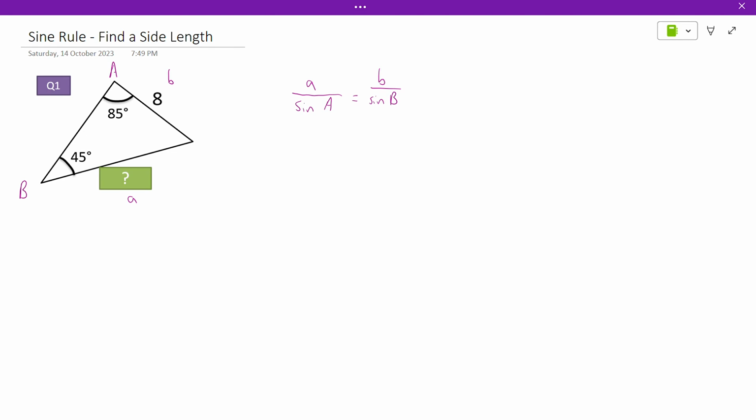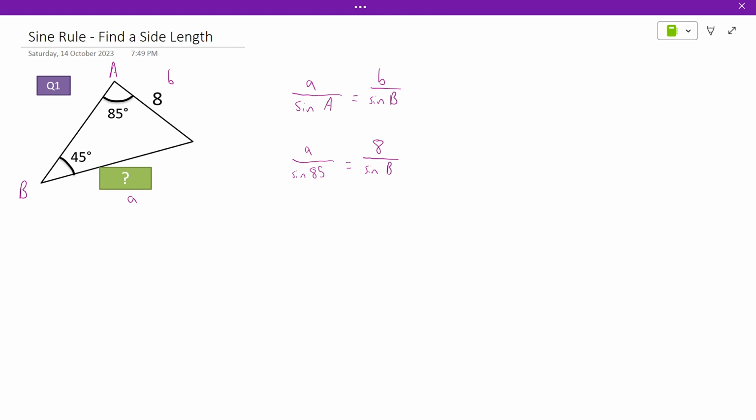Now let's substitute in some values. So the green question mark, or the a value, we don't know what that is, so we're just going to write that as a. Sine A is really sine 85, equals, b is really 8, and sine B would be sine of 45. So that's why the upper and lowercase letters are important, so that you can label correctly.